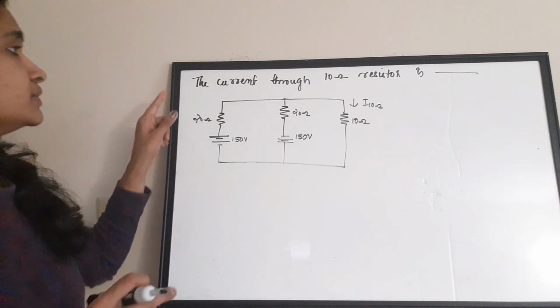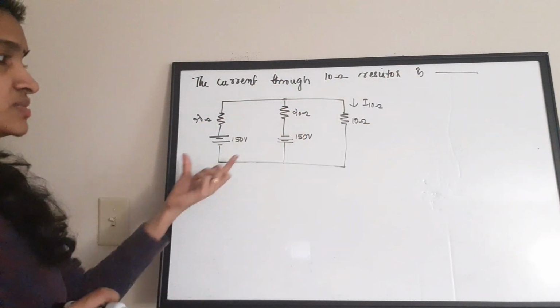Question is this: the current through the 10 ohm resistor is dash. Okay, so this is a circuit.